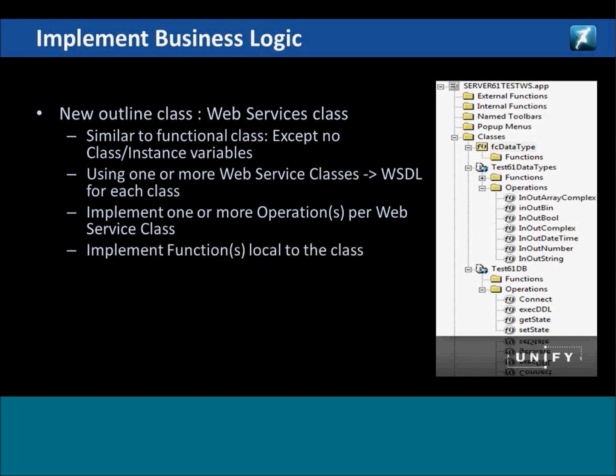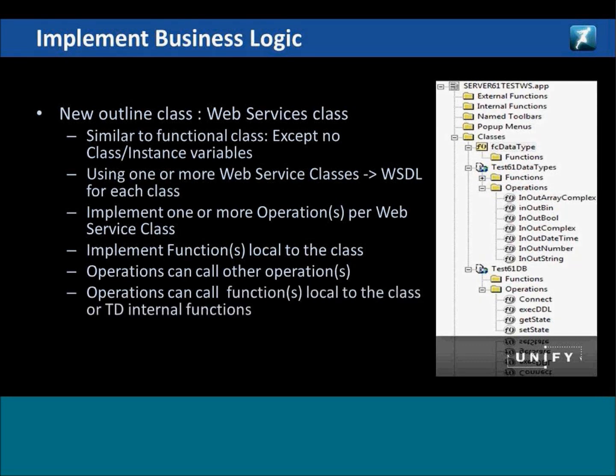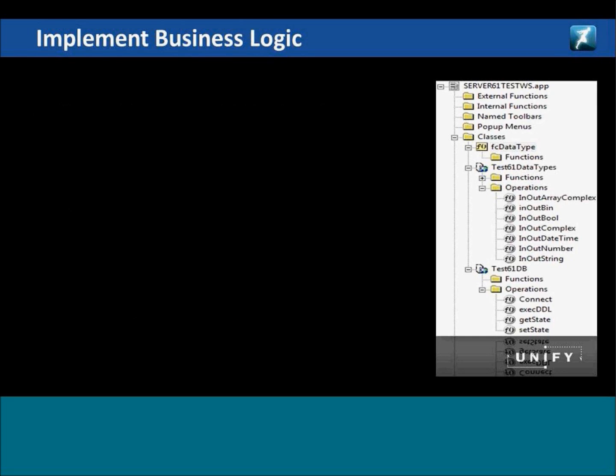You can implement functions local to the class, so you can structure your code nicely. You have functions that connect to the database or do a certain task, and you don't want to expose those functions. You just want to have them inside your code. And that's maybe just because you want to inherit the existing functional classes you have into new web service classes, and that's something you can do. So operations can call other operations, and operations can call functions local to the class or Team Developer internal functions.